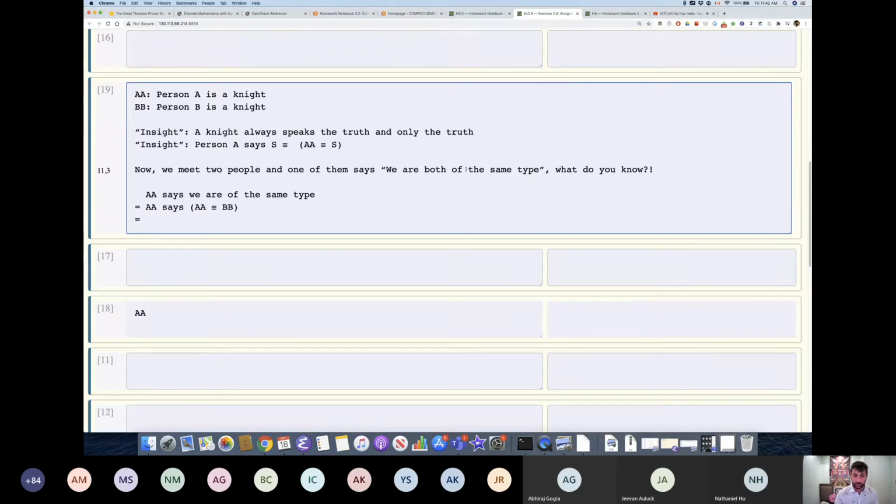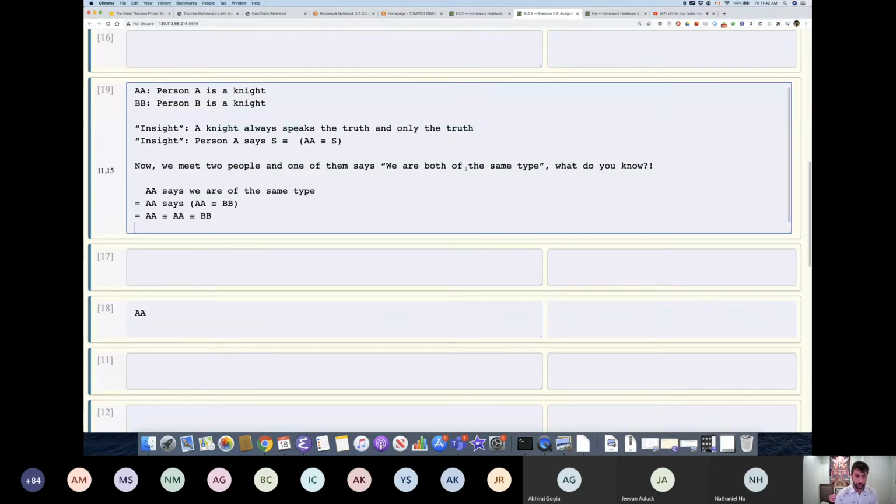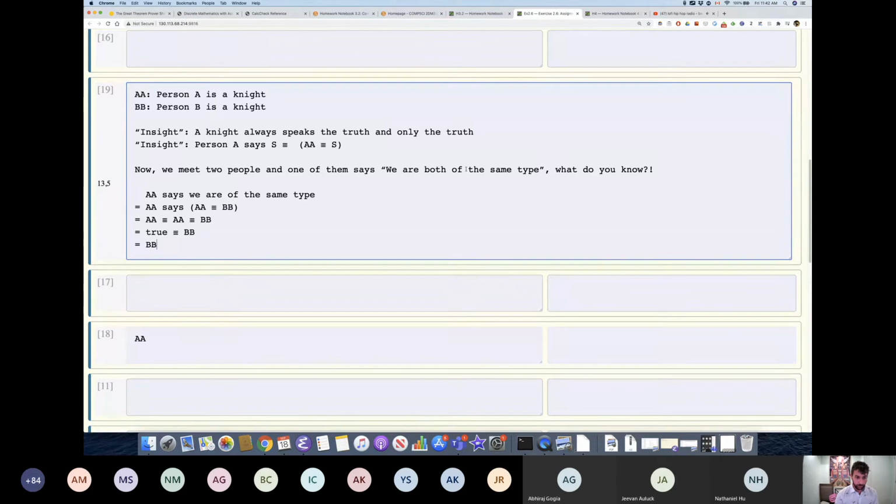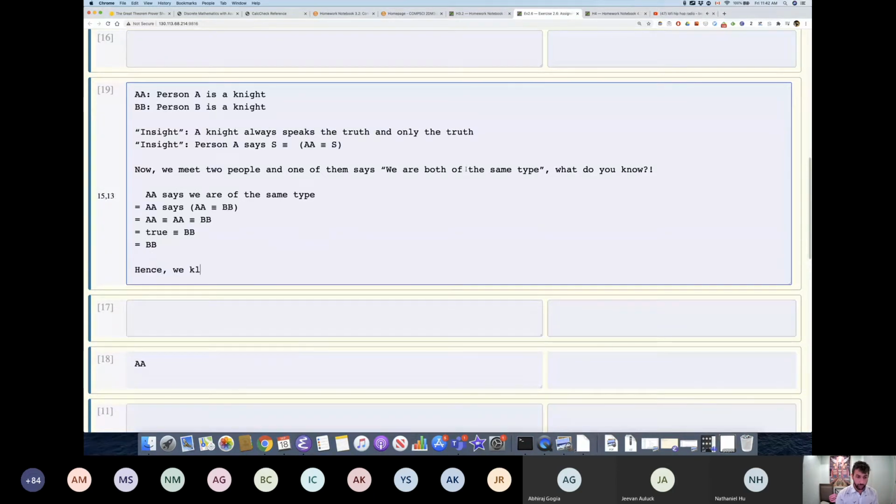But because of the insight that we have, this is the same thing as saying A is equivalent to B. But this is the same thing as saying true is equivalent to B, which is the same thing as just B. Hence, we know that B is a knight, but know nothing about A. Okay. So I hope you can see that these are just simple little puzzles, right?